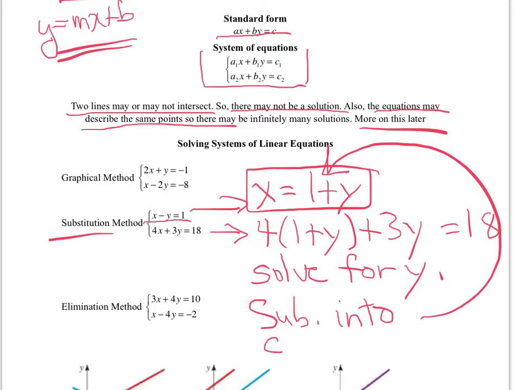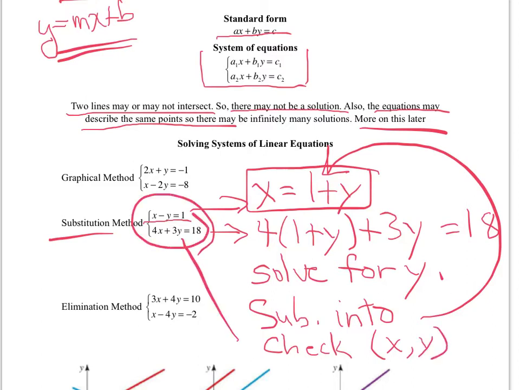Then check by substituting the ordered pair into both of the original equations. That's the final opportunity to determine if you've made an error. So if you check and the check doesn't work, then start looking for some sort of error in your solution process.